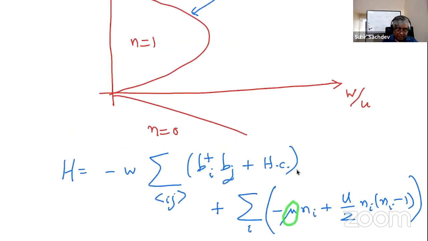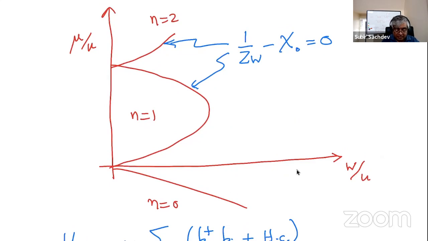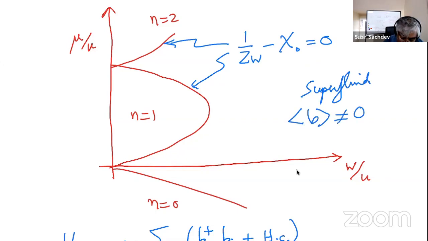And we described how you came up with this famous phase diagram, which has a bunch of lobes at each integer density where you have a Mott insulator. And then the rest of the phase diagram out here, it's a superfluid. So in this region, you have a Bose condensate, the expectation value of b is not equal to 0. And in this region here, it's equal to 0.